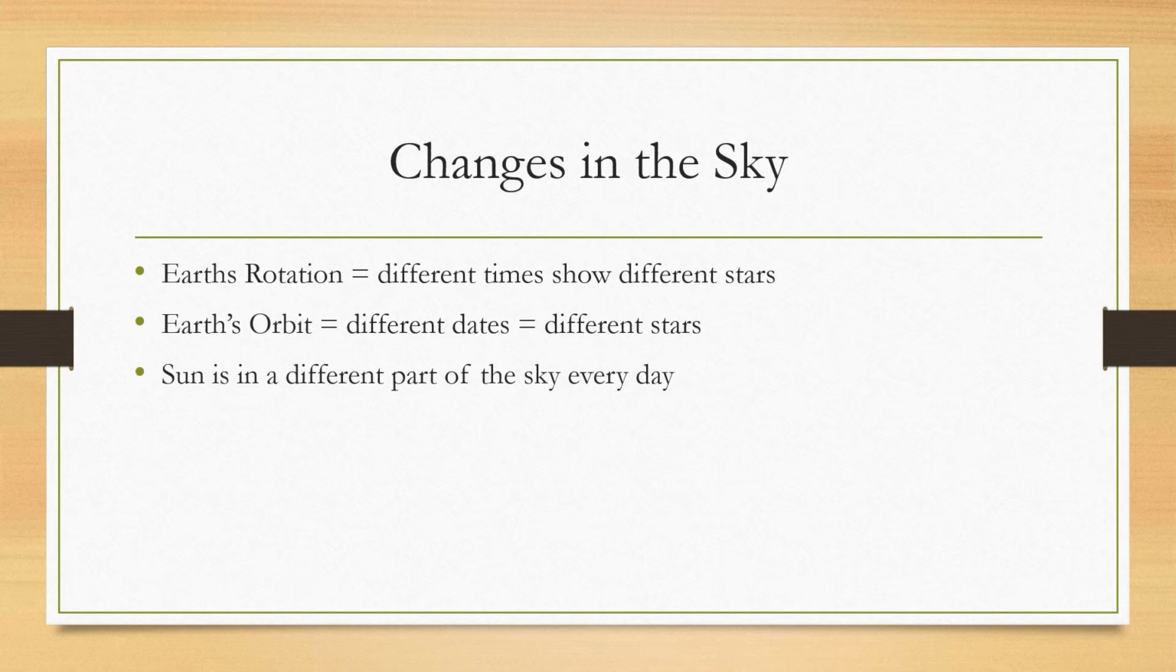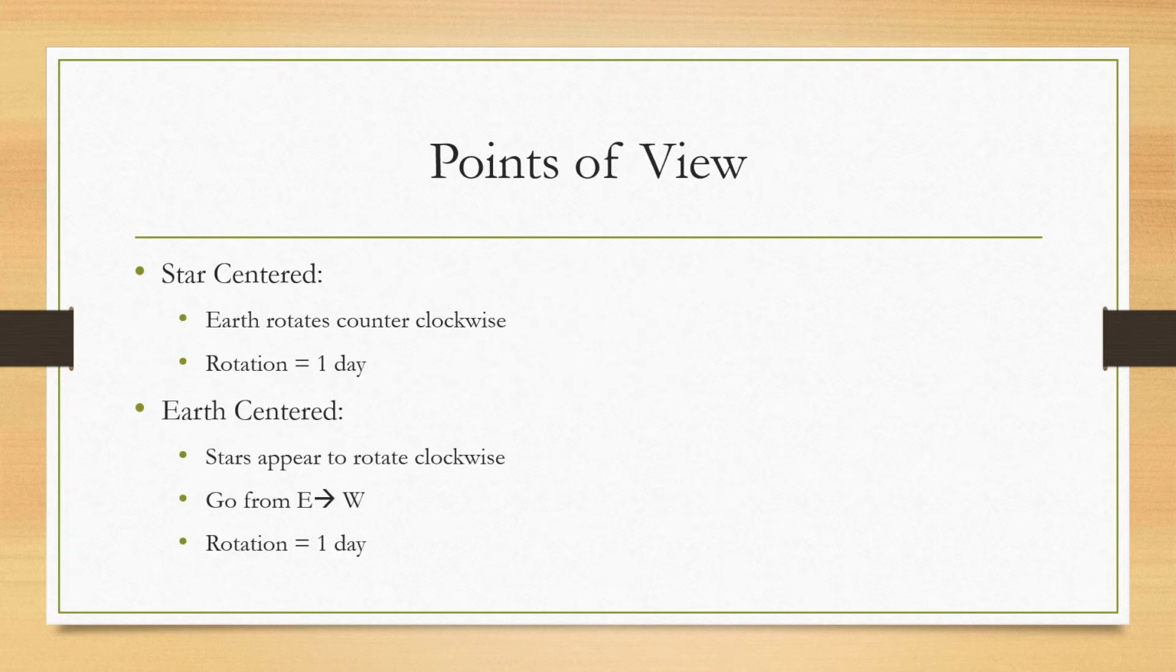So based on the sun's orbit, our orbit, and our rotation, we will see different stars. So we have different points of view. We have star-centered, where Earth rotates counterclockwise and one rotation is a day. And then you have Earth-centered, where we get the celestial sphere, which is rotating and you are still instead. Stars appear to rotate clockwise from our point of view when looking at the northern celestial pole.